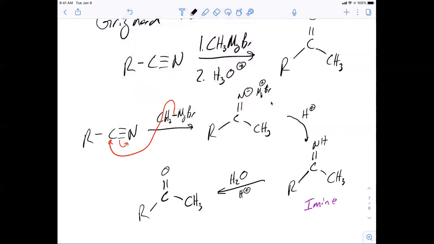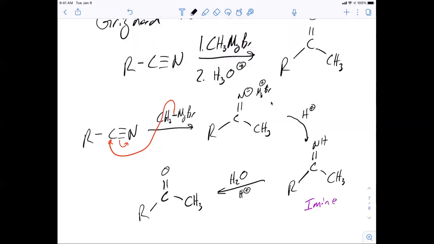Okay, so going back to reactions of aldehydes and ketones, we form an imine. So the attack of the Grignard on a nitrile creates an imine, and then that imine hydrolyzes with acid and water to the ketone. So I only get one addition.